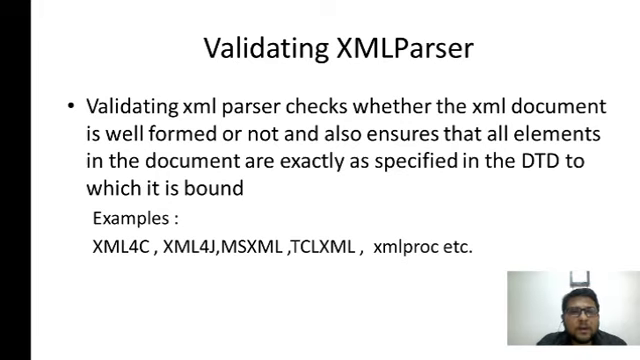Those parsers which check whether the XML document is well formed or not, and also check whether what I have specified in the DTD matches what is in the code or not. So XML4C, XML4J and MSXML are a few examples of validating XML parsers.